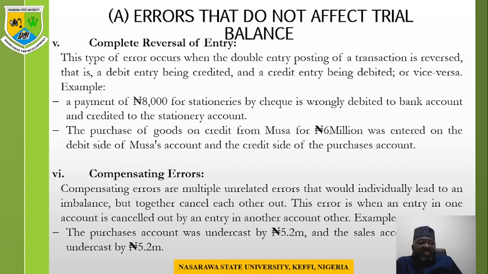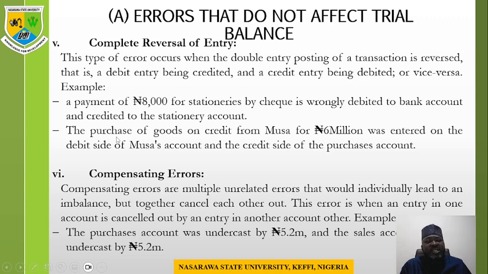Example: a payment of 8,000 naira for stationery by check is wrongly debited to bank account and credited to stationery account. Now let us look at it critically. If you made a payment of 8,000 for stationery by check, the correct accounting entry requires that you credit your bank account. But you can see that it is reversed. We reversed it by debiting bank account, which is a reversal of crediting bank account. And then we expect that your stationery account, which is an expense account, should be debited. However, the reverse is that it was credited in error. So this makes it a complete reversal of entry.